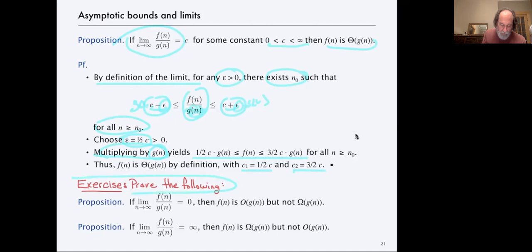So a little exercise to make sure that's clear. Prove the following. If the limit of that ratio goes to 0, f is big O of g, but not big omega of g. And if the limit goes to infinity, f is big omega of g, but not big O of g.